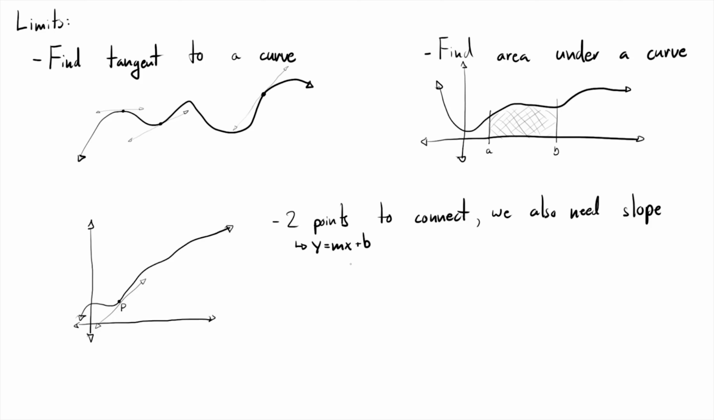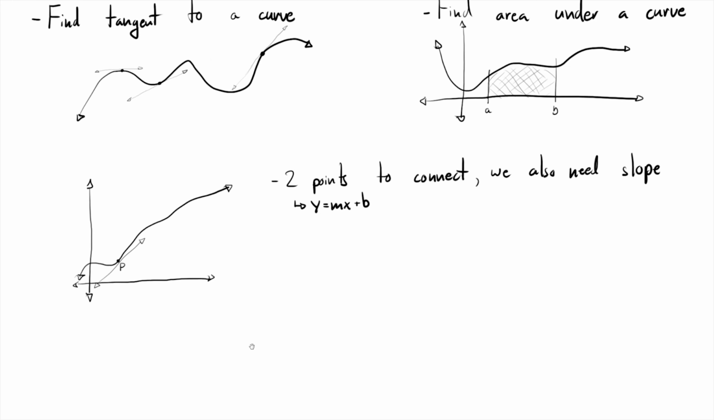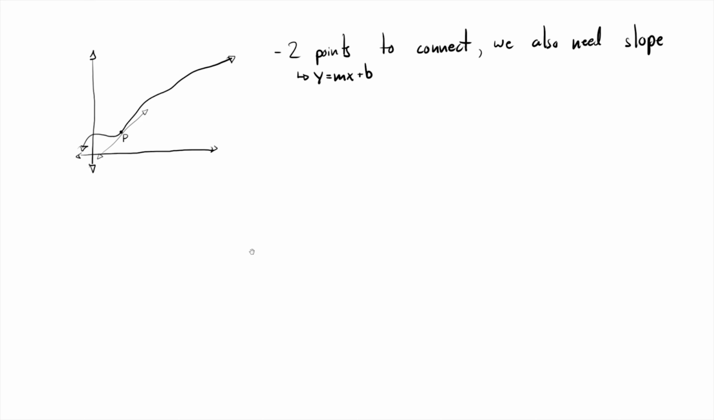We need 2 points. We also need the slope, but if we have 2 points, we can calculate slope pretty easily. So really the crux of the problem is that we need 2 points. So how am I going to get these 2 points? What am I going to do in order to get this?